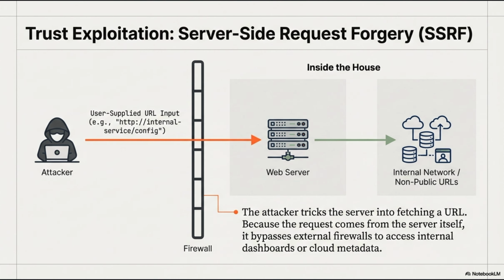Now we have server-side request forgery, which is where the attacker breaks into the server and forces the server to fetch a URL. Because the request comes from the server itself, it won't have any external firewalls and restrictions, and it'll be able to access these internal dashboards or cloud metadata.